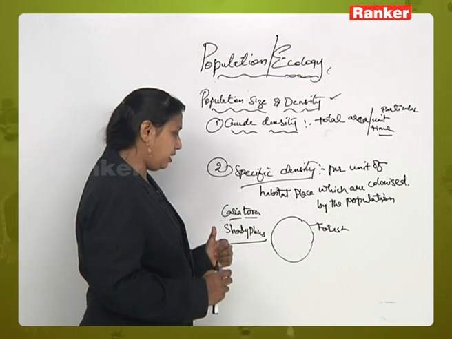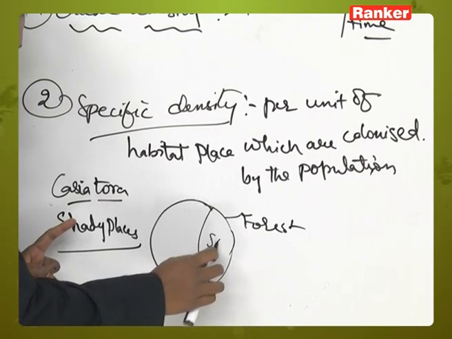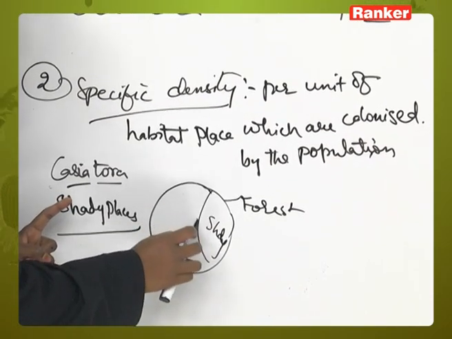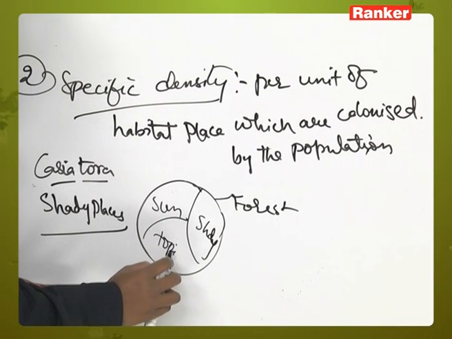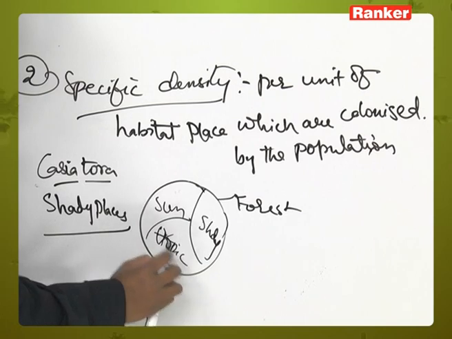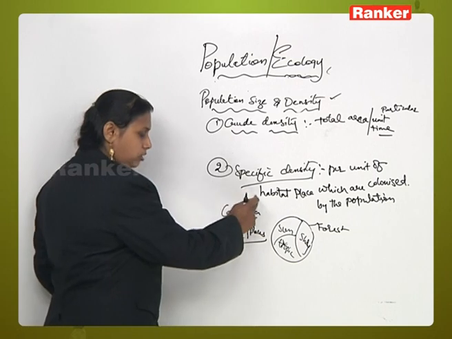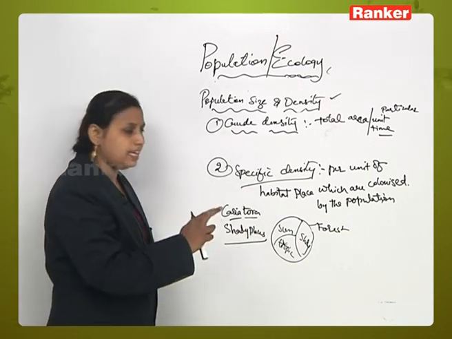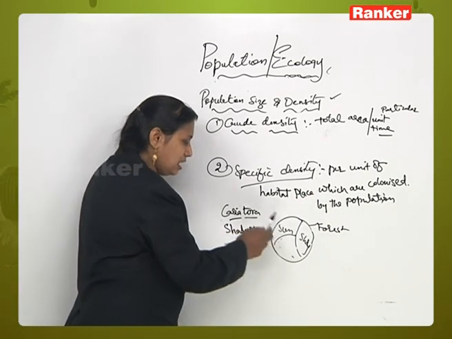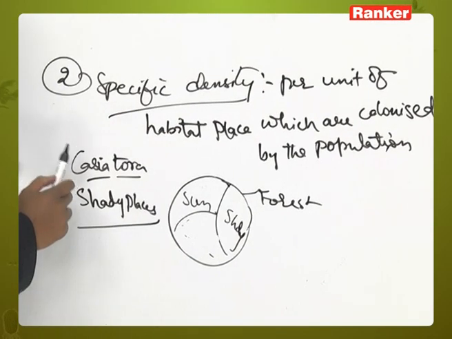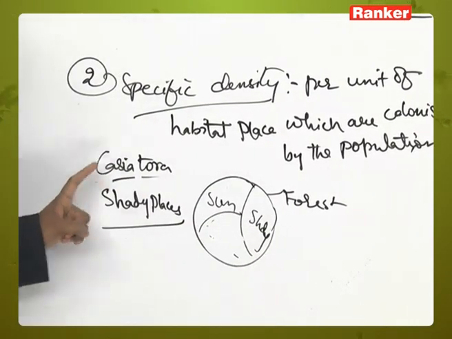Now what is specific density? In the whole forest there are some areas which are shady, and there are some areas which have more sun, and there are some semi-sunny or tropical type areas. So what is specific density here? A particular plant named Acacia tora is believed to grow only in the places where there is more shade. Specific density means the counting of density of the particular plant in the habitat place where it is growing, which is colonized by the population.